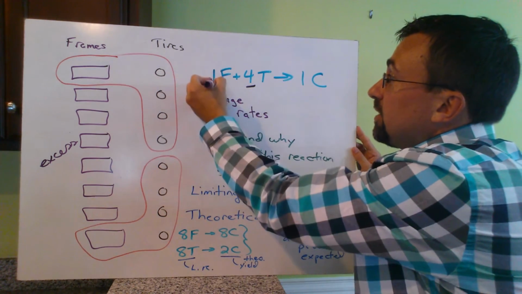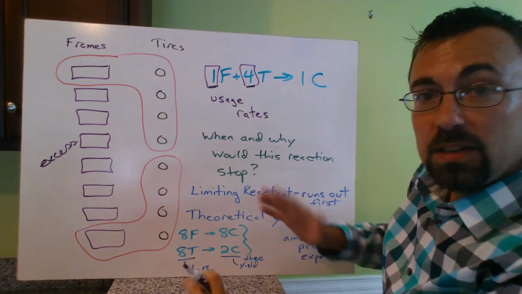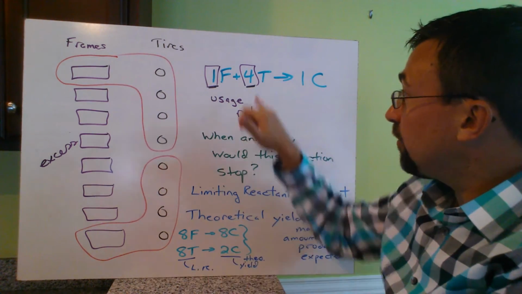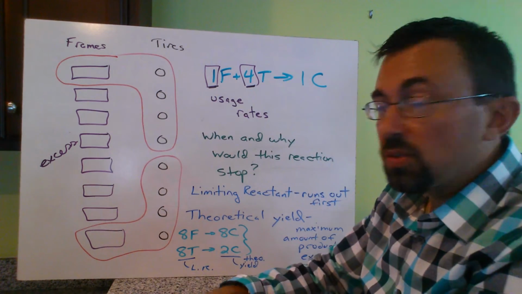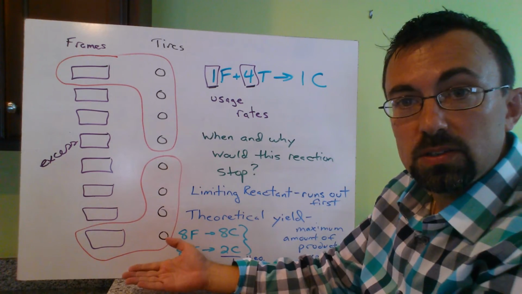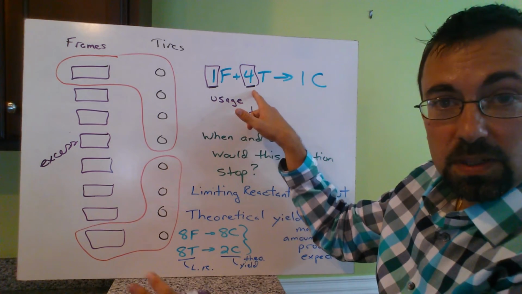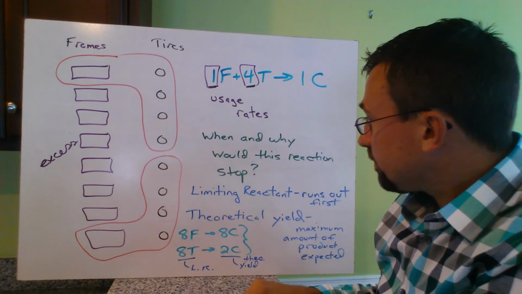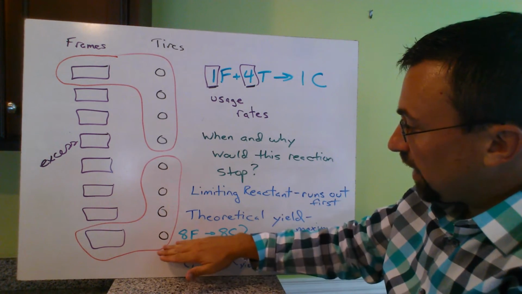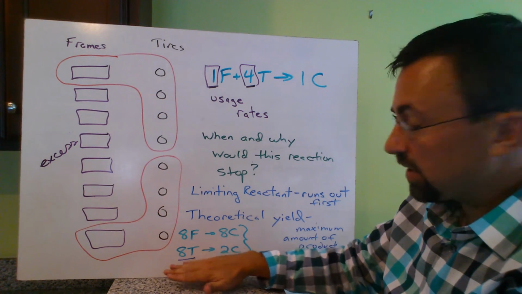This number out front is really how fast it gets used up. So the bigger the number, the more of it we need. We need 4 times as many tires as we have frames. So if you start with a reaction like this, where you have equal amounts of frames and equal amounts of tires, well, then you're going to run out of whatever you need more of, so the bigger number you run out of first. For example, 8 frames predicts making 8 cars. 8 tires predicts making 2 cars.